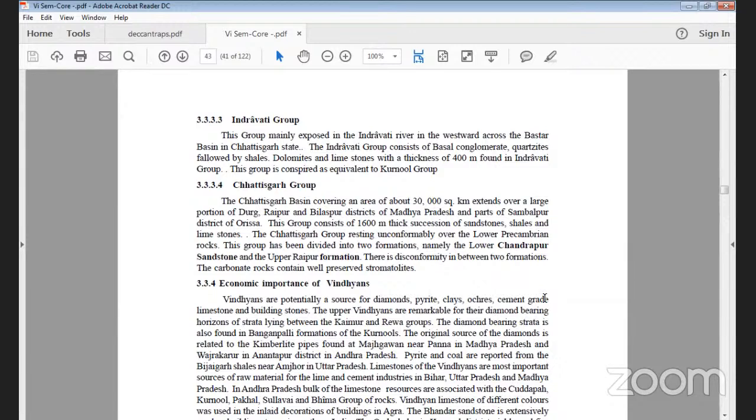This group has been divided into two formations, namely the lower Chandrapur sandstone and the upper Raipur formation. There is a disconformity between the two formations. The carbonate rocks contain well preserved stromatolites.